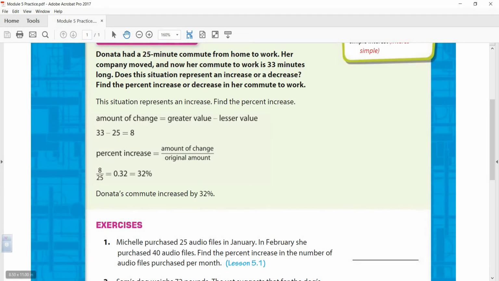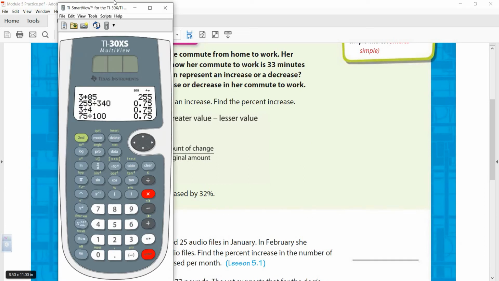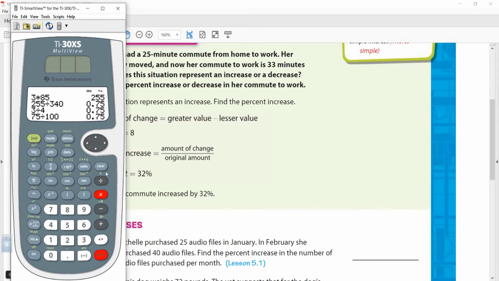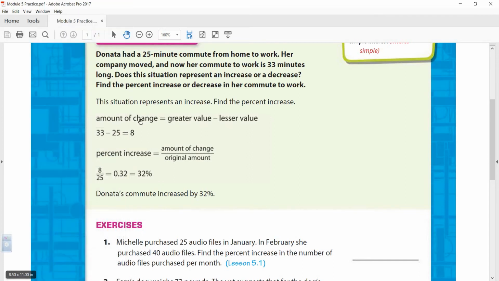We know that we can also use our handy dandy calculator, which is allowed and encouraged. We take that 8 and divide by 25, and when we do 8 divided by 25, we get 0.32, which is another way to say that 8 over 25 is 0.32 or 32%. Therefore, it was an increase and the percent increase was 32%. Just about a third of time was added on to her commute.